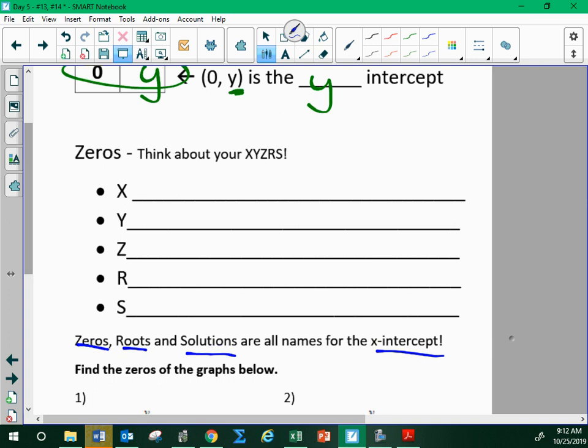Do you remember what that's called when we have words that mean the same thing? Synonym. Good.